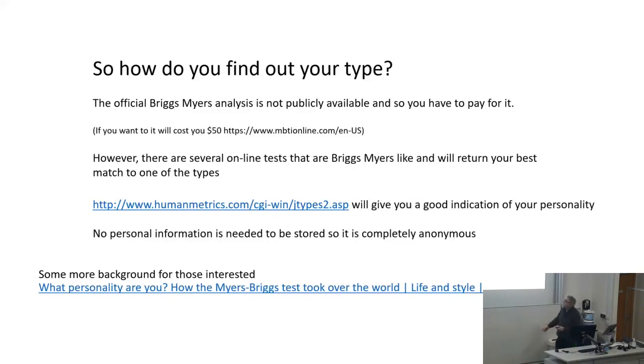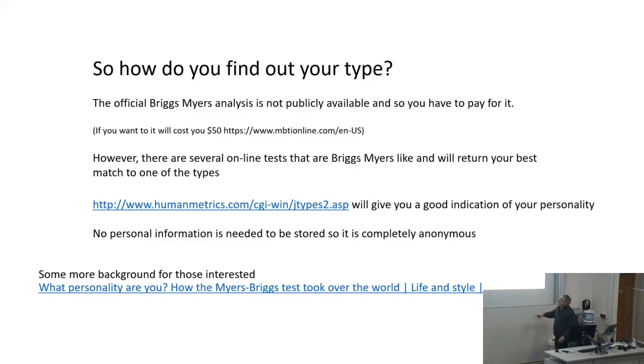So this one, humanmetrics.com, will give you a good indication of your personality. It asks you questions, it's not putting electrodes on you or anything like that, it's just asking you a few questions. Completely anonymous, and if anyone's interested in other things about it, there's a link there to a Guardian article on Myers-Briggs from a few years ago.